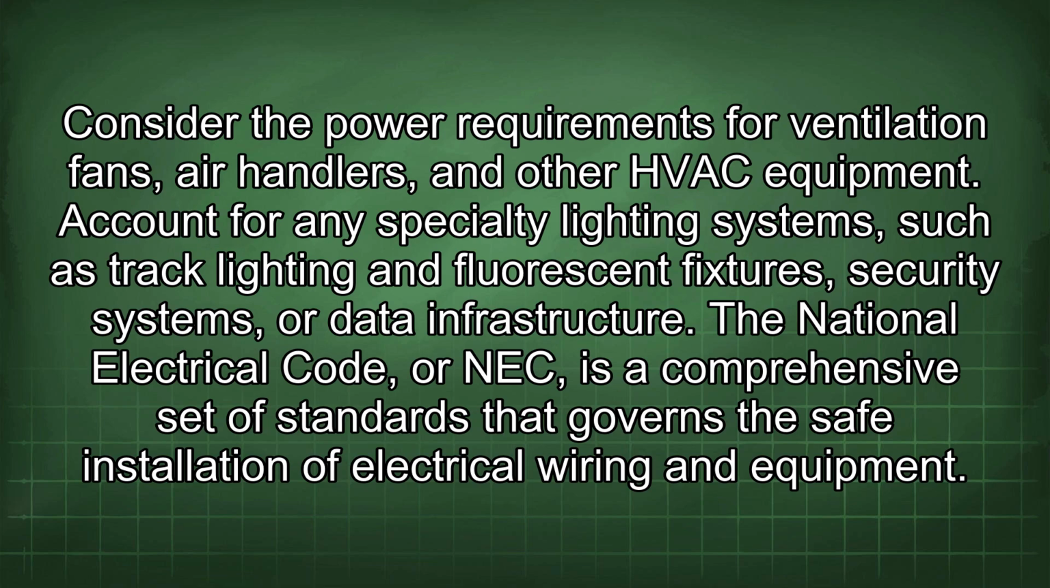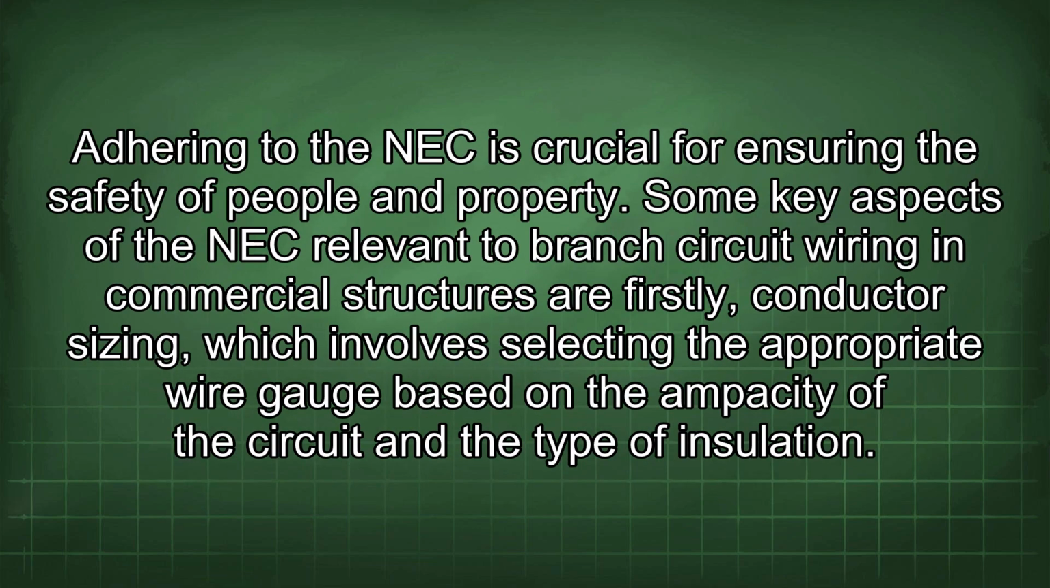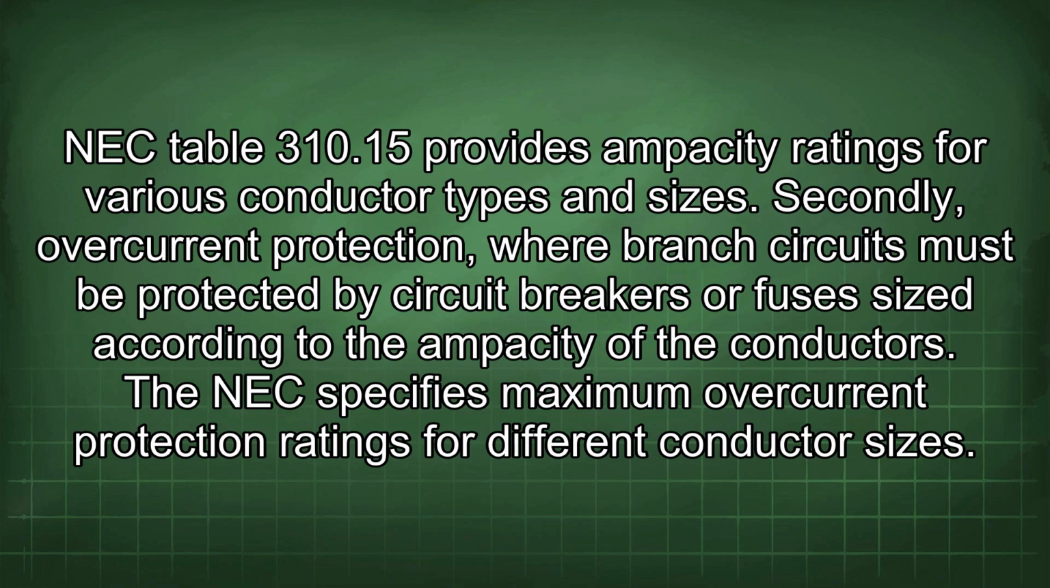The National Electrical Code, or NEC, is a comprehensive set of standards that governs the safe installation of electrical wiring and equipment. Adhering to the NEC is crucial for ensuring the safety of people and property. Some key aspects of the NEC relevant to branch circuit wiring in commercial structures are, firstly, conductor sizing, which involves selecting the appropriate wire gauge based on the ampacity of the circuit and the type of insulation. NEC Table 310.15 provides ampacity ratings for various conductor types and sizes.